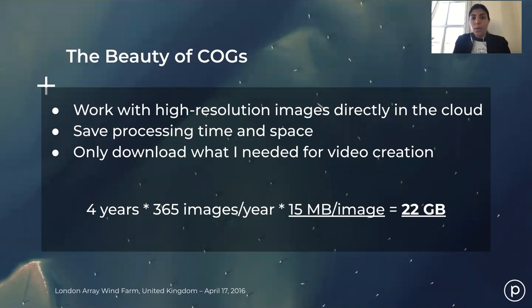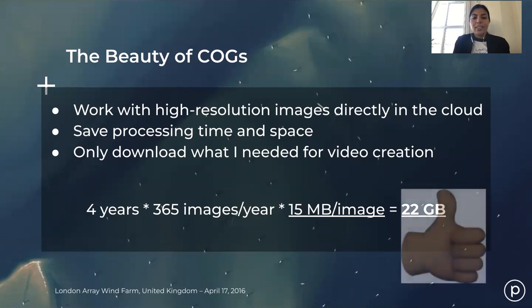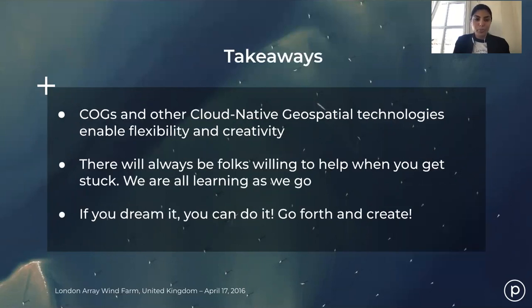So the beauty of COGS that allowed me to do this, I got to work with the same high resolution data that I wanted to work with, but directly in the cloud. This allowed me to save processing time and space because I was only working on that small subset window. And I only really needed to download that because that's what I needed instead of downloading the whole imagery. So 4 years, approximately 365 images per year, only about 15 meg per image, which is 22 gig. That is pretty workable. And that was just for one area. So I could work with more areas than that if I wanted to.